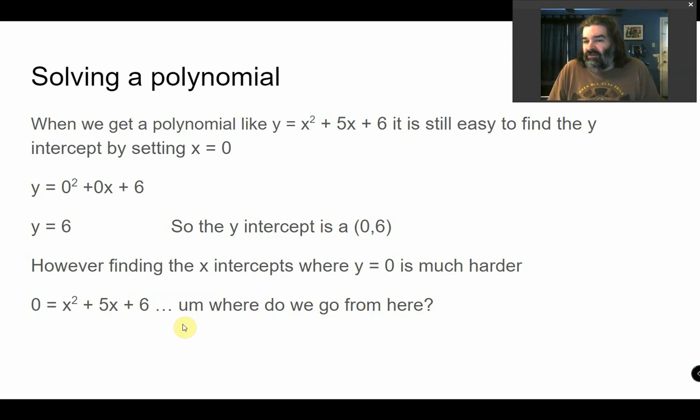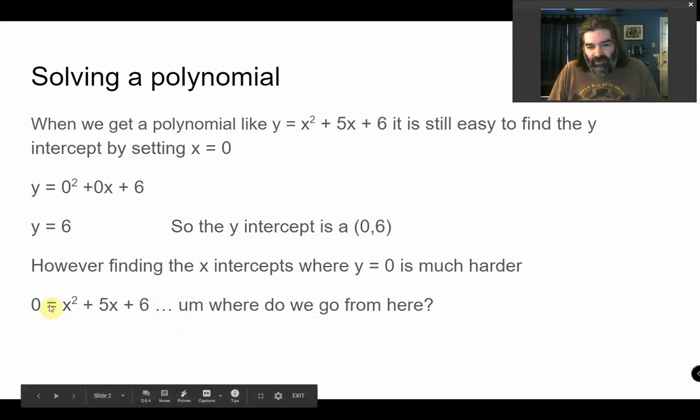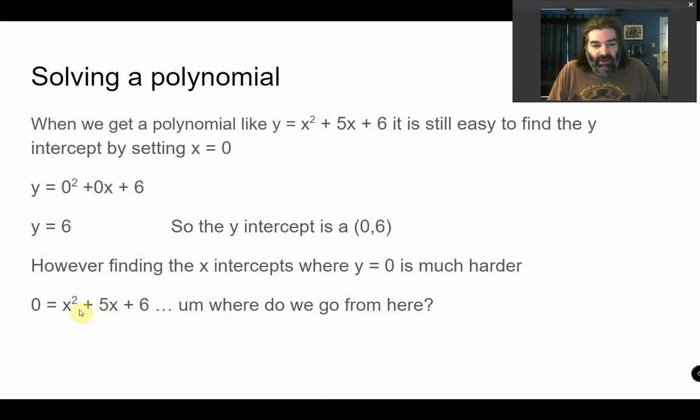But finding the x-intercept when y is 0 is harder. I mean, how do you actually solve that for x? Because you can't add the x squared and the x. So I can't simply move things around and I can't cancel them out. How do I actually solve something that has an x squared and an x?